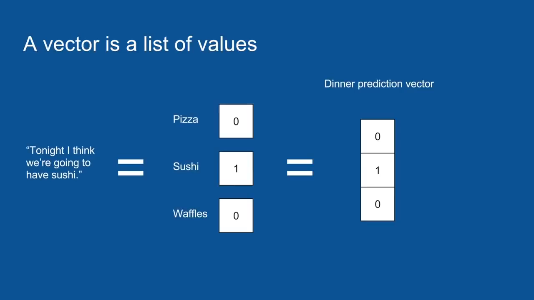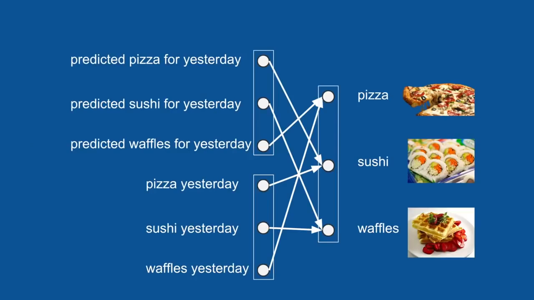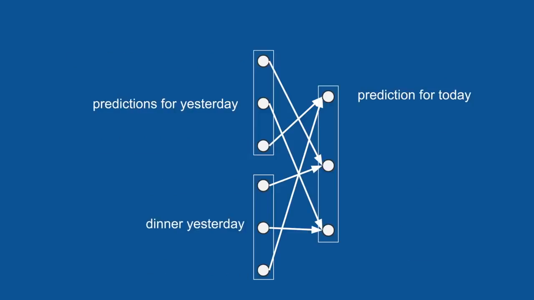So we can make a one-hot vector for our prediction for dinner tonight. We set everything equal to 0 except for the dinner item that we predict. So in this case, we'll be predicting sushi. Now we can group together our inputs and outputs into vectors, separate lists of numbers, and it becomes a useful shorthand for describing this neural network. So we can have our dinner yesterday vector, our predictions for yesterday vector, and our prediction for today vector.